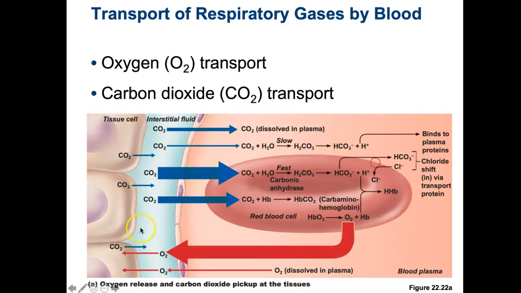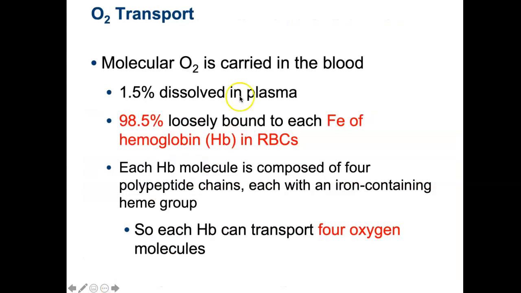Carbon dioxide, right? So we drop off oxygen, that's for cellular respiration, and we pick up CO2, but we have many pathways to carry CO2. So we're going to go through those. I'll briefly go through them, but go watch that summary video. So oxygen transport, about 1.5% dissolved in plasma, about 98.5% is actually bound to that iron group of the hemoglobin.